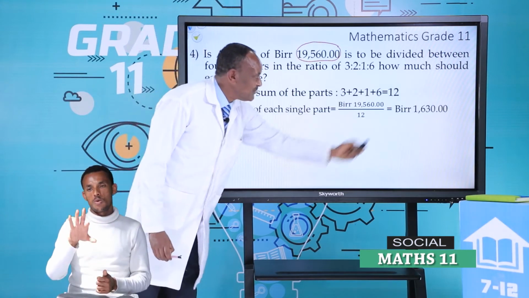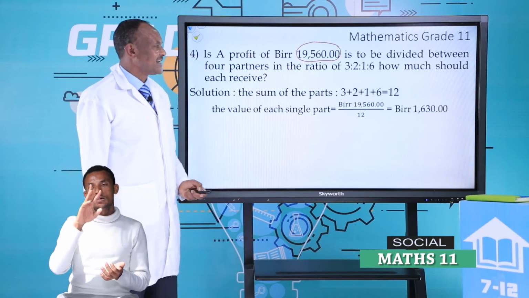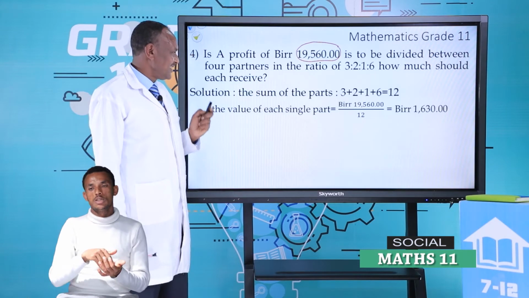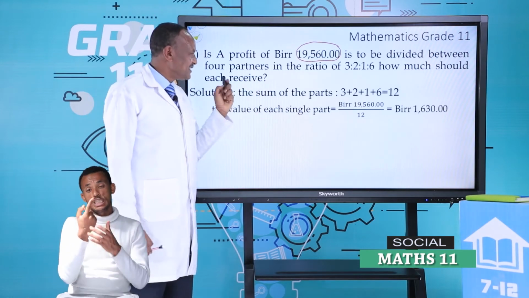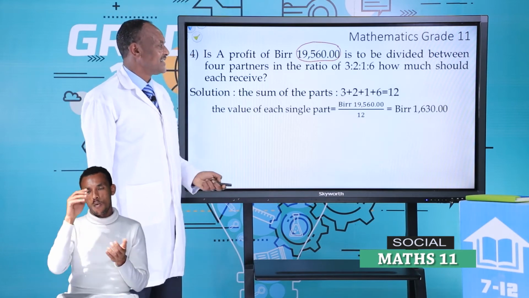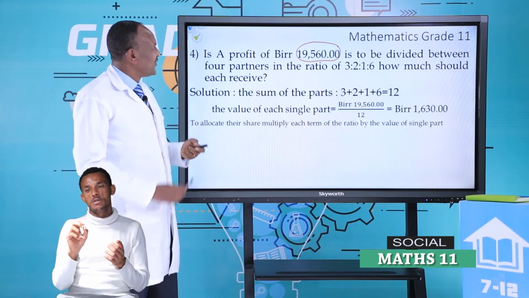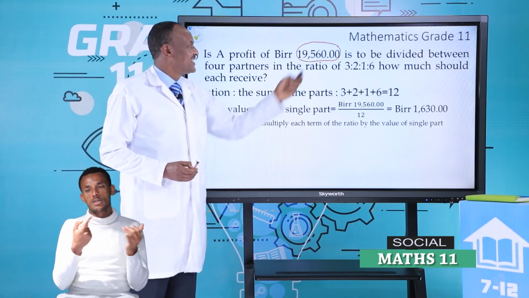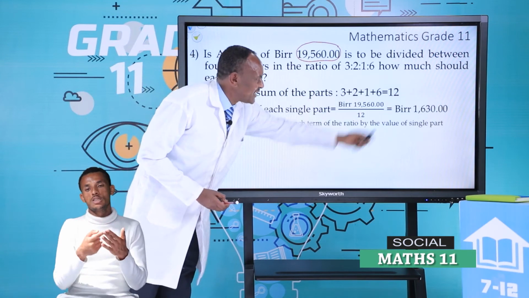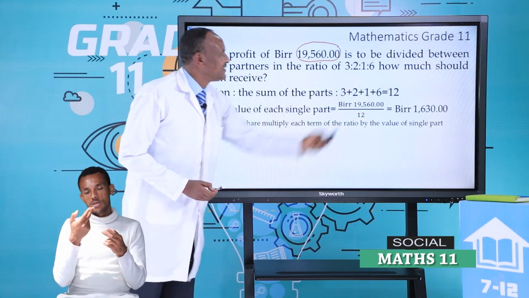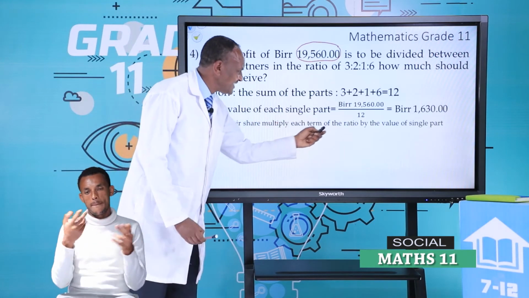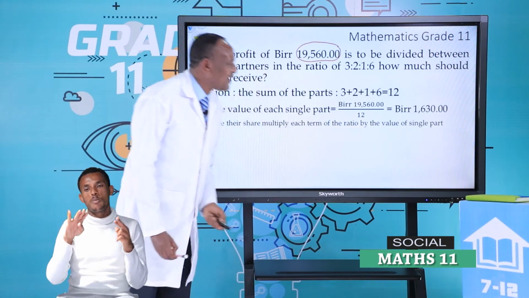You will get 1,630 birr. 1,630 birr is a single part. Each person's share will be 1 part, 1,630. Then if you want to divide this 19,560 into 4 parts, you have to multiply this single part 1,630 by these numbers. To allocate their share, multiply each term of the ratio by the value of the single part.